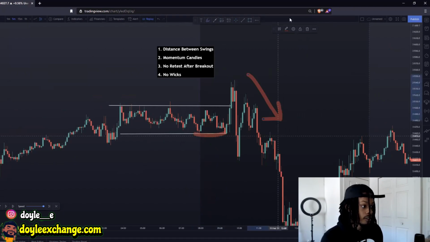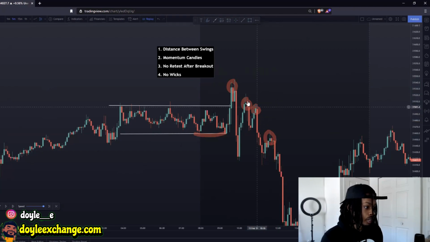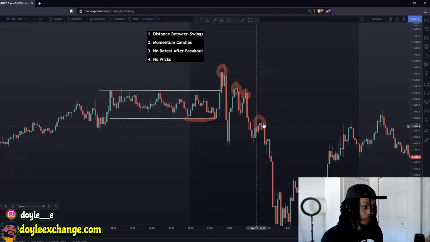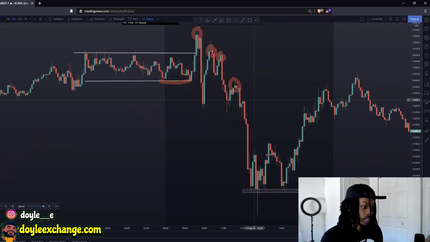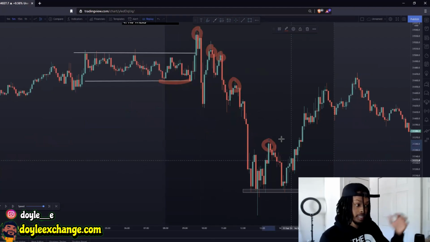So since this area right here got broke to the downside, now we should be looking for sales. Now look at the swing highs. This is a swing high. This is a swing high. Swing high. Now we're getting bigger. You see how it went from these 2 swing highs being close to each other to now this swing high making distance. Then we get another swing high, a bigger distance. That's how we know the strength of the trend.